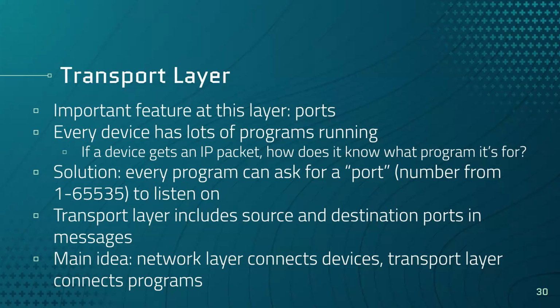So the transport layer protocols include source and destination ports in their messages. And the main idea is that the network layer is sort of for connecting devices together, and the transport layer is for connecting individual programs together. So for example, connecting your browser to the web server running on Google's supercomputers. Any questions about this?